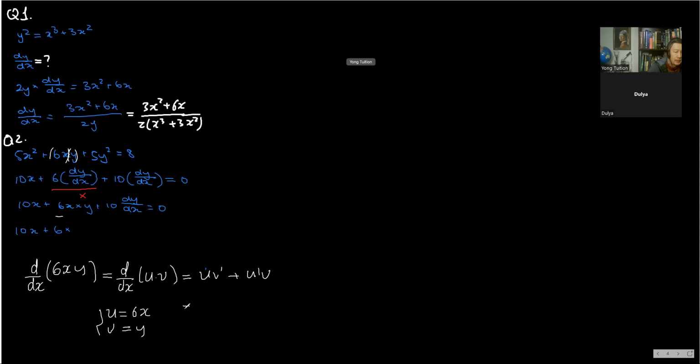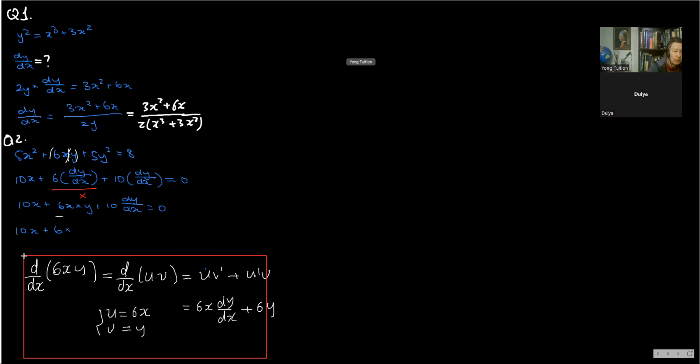Okay, what is u? u is 6x. What is v? v is y, so v dash is dy dx. And u dash is 6. How about the v? v is y. So be careful, this second term must contain two parts, the sum. You have to use the chain rule.